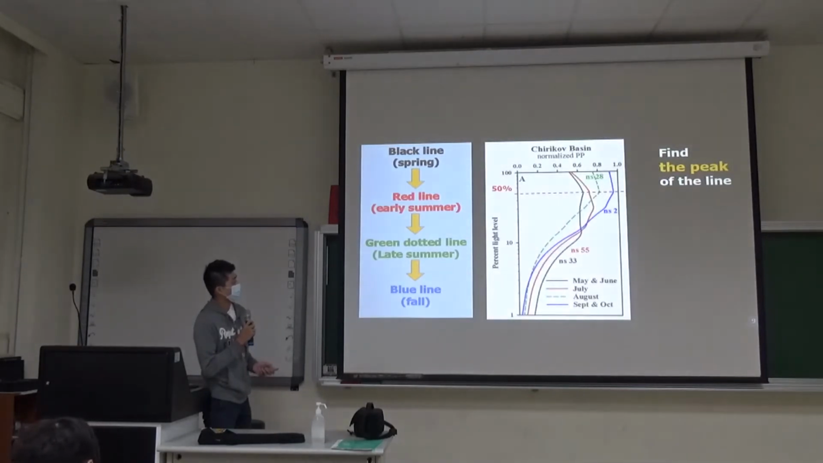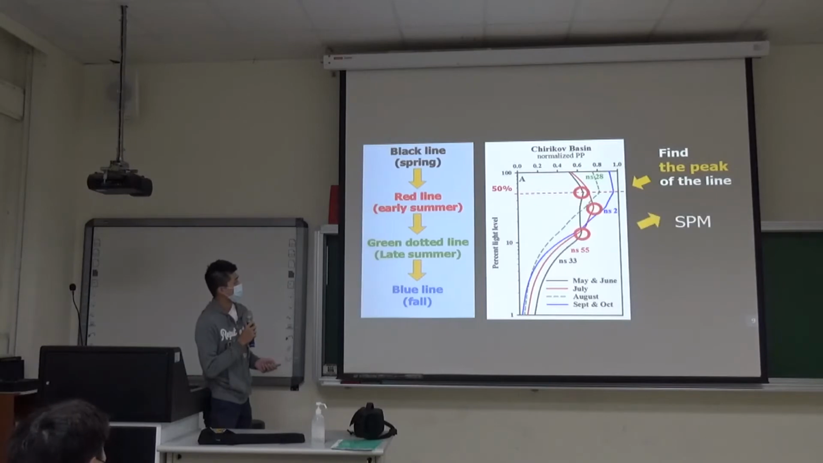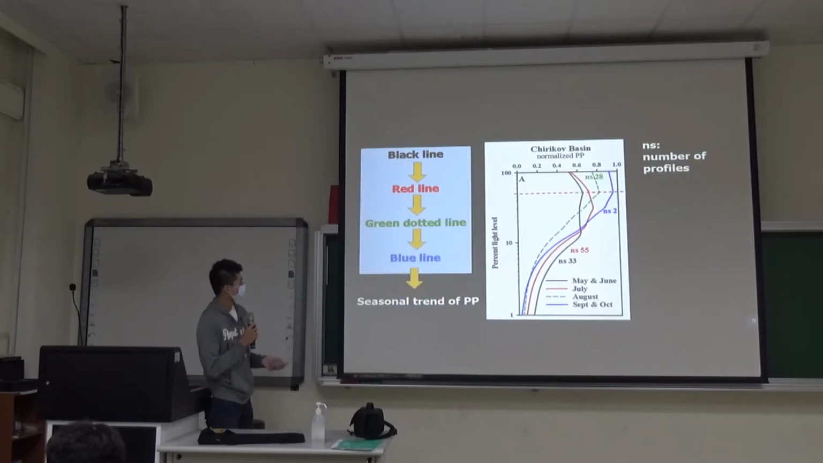And how do we read this plot? We can first find the peak of the line, shown in a red circle, and we can get the SPM in this plot. And next we have to look at the color of the line. Different colors mean different seasons, and you will see the seasonal trend of the PP.